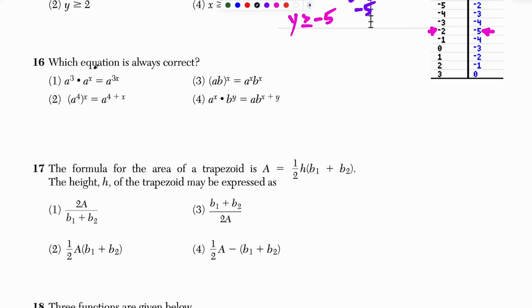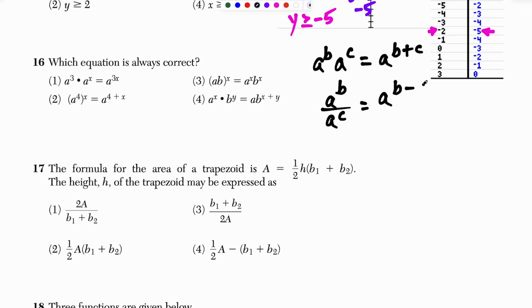Question 16, which equation is always correct? So the main exponent rules to know are a to the b times a to the c equals a to the b plus c. When you multiply exponents that have the same base, you add the powers together. When you have a to the b over a to the c, this equals a to the b minus c. So this tells us when we divide exponents with the same base, we subtract the powers.